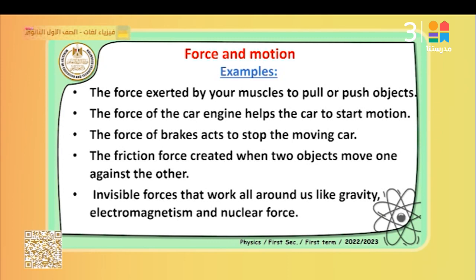But we have some more types of forces which are invisible. A force I can't see, just like the gravitational force. The earth affects our bodies with a gravitational force, which is invisible. You can't see the earth attracting you, you can't see the force itself, but you see the effect of the force.